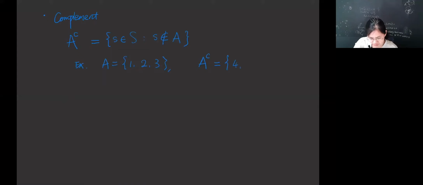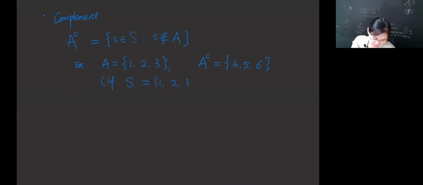And the third basic set operation is complement. The complement of an event A is denoted as A superscript C. The complement of A is the event that's formed by all the outcomes that are in the sample space but not in A. For example, if A is 1, 2, 3, then the complement of A is 4, 5, and 6. That is, if the sample space is all the outcomes from the dice rolling experiment.